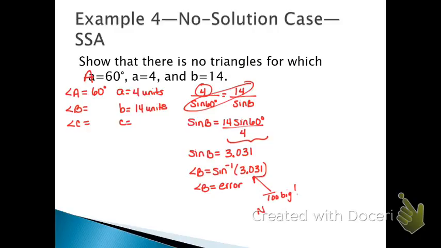It needs to be between -1 and +1. Okay? So this one you could say the triangle does not exist, or the triangle has no solution. Or just no solution. How about that one? That was me trying to mark out my triangle.